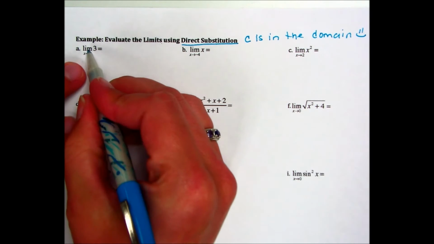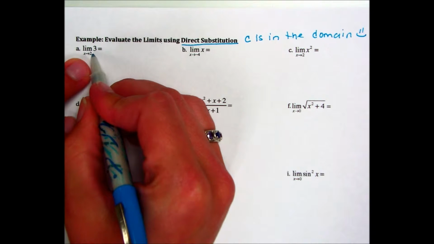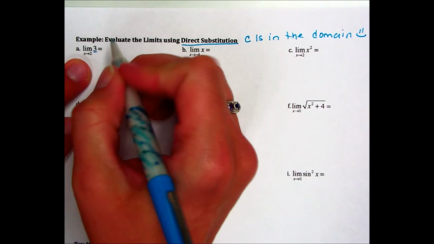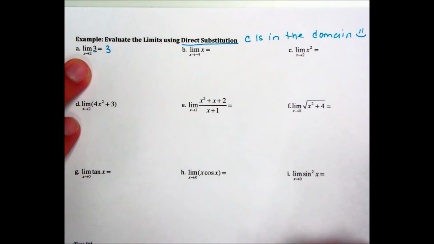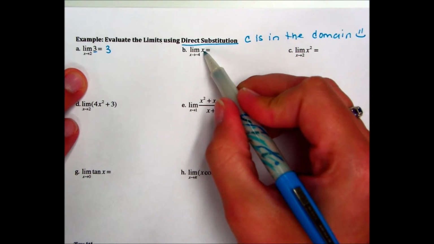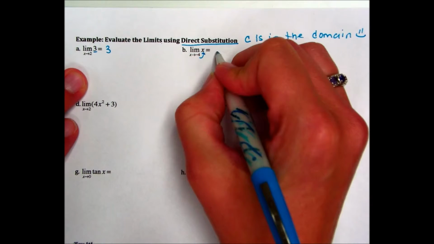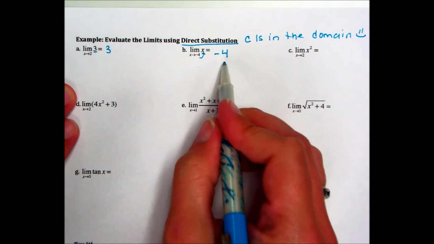Okay, the limit of 3 as x goes to 2. Well, there's no place to plug in the 2, so my answer is simply the number sitting there, which is 3. The limit of x as x goes to -4, you take and plug it in there, and my answer is -4. These are your basic properties.